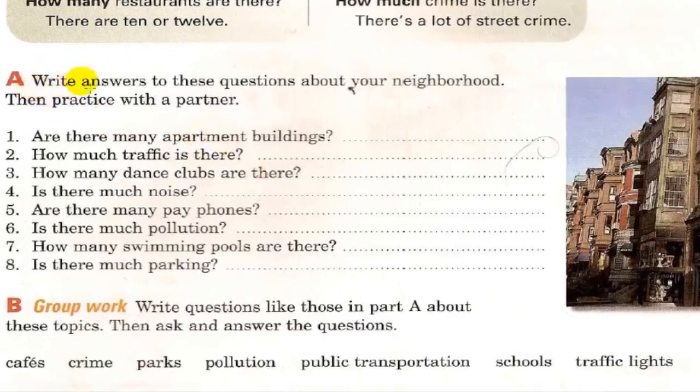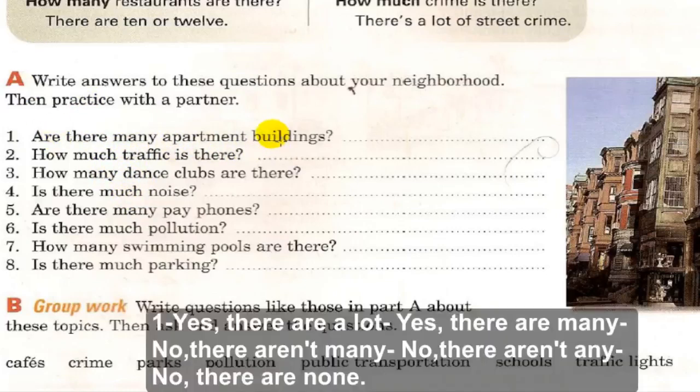Now, A. Write answers to these questions about your neighborhood, then practice with a partner. We have here different questions. You have different answers, many answers. Let's answer the questions. Number 1. Are there many apartment buildings? Yes, there are a lot. Yes, there are many. No, there aren't many. No, there aren't any. No, there are none.